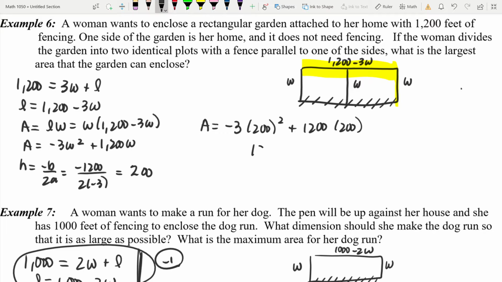and your answer is 120,000. This measurement is feet, so it's feet squared, and we're done.